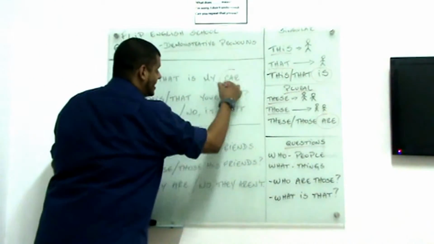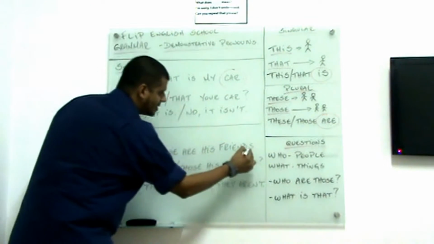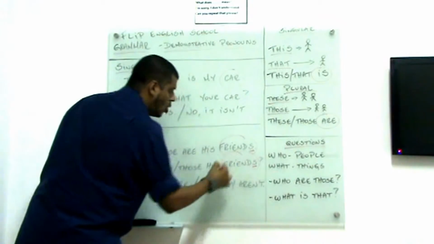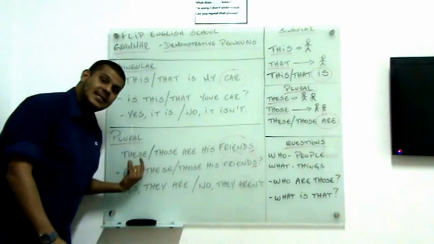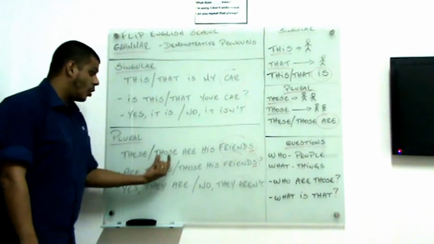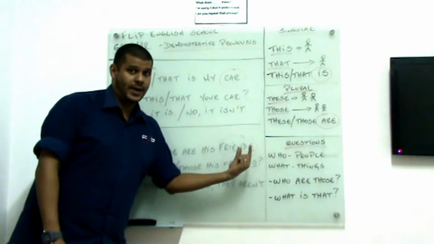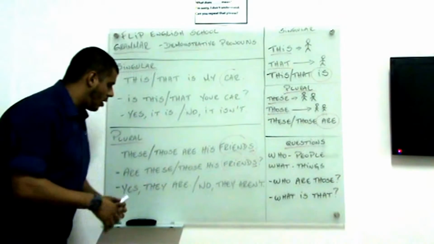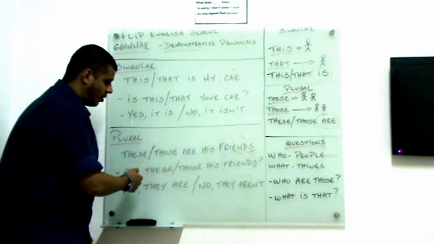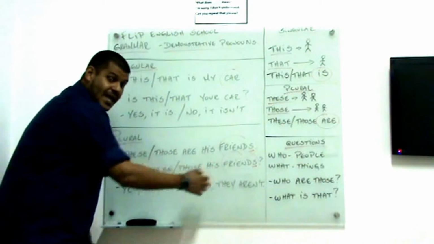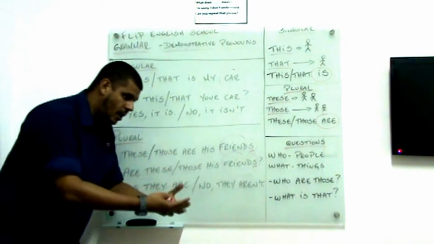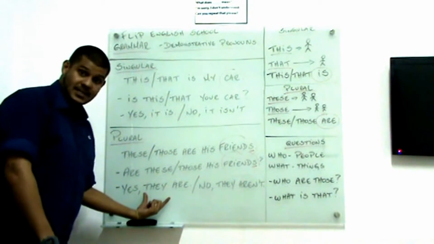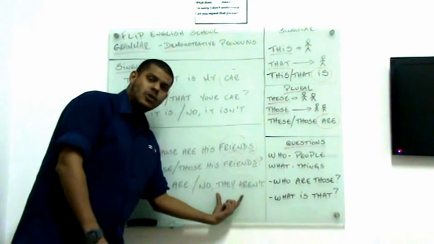Remember that in this case, car is in the singular, but in this case I'm using friends, alright? This is in the plural. So I have here the sentence in the affirmative form. We have these or those are his friends, alright? Remember, plural form in this case. And when I want to change it to interrogative, I have there, are these or are those his friends? And then when you give the answer to the question, you can give an affirmative answer, yes they are, or negative answer, no they aren't.